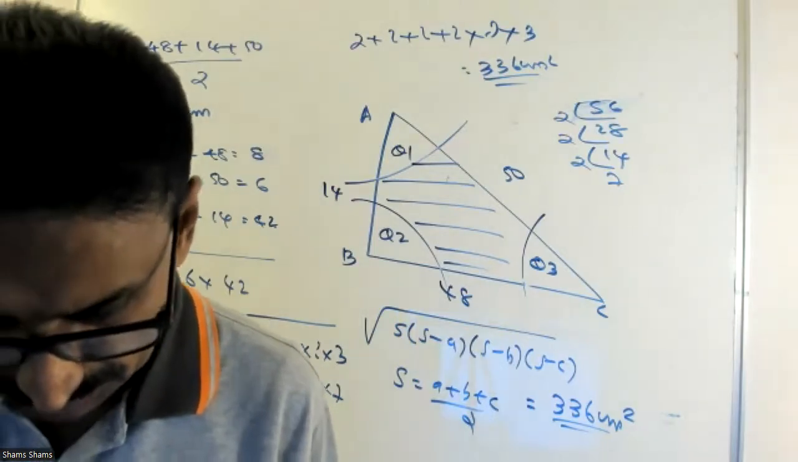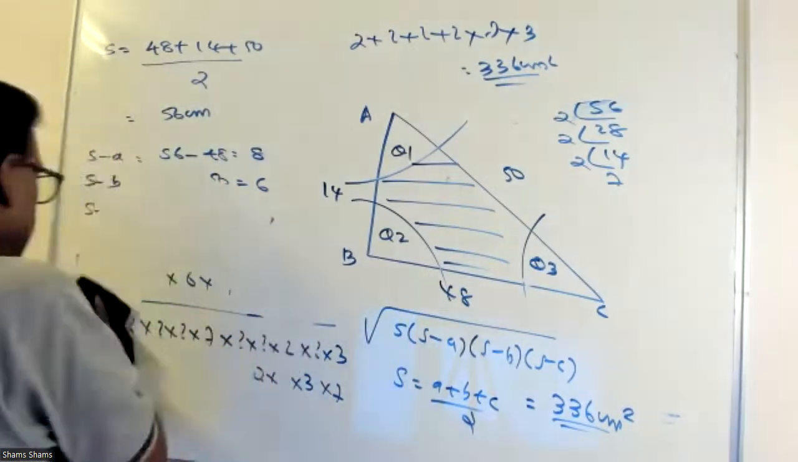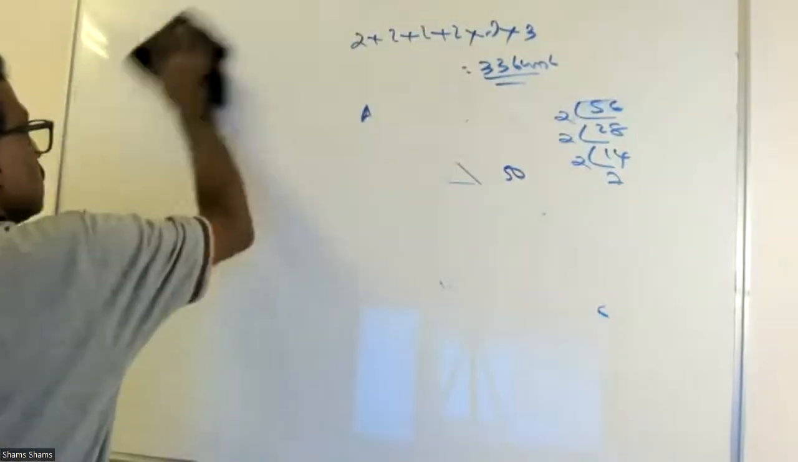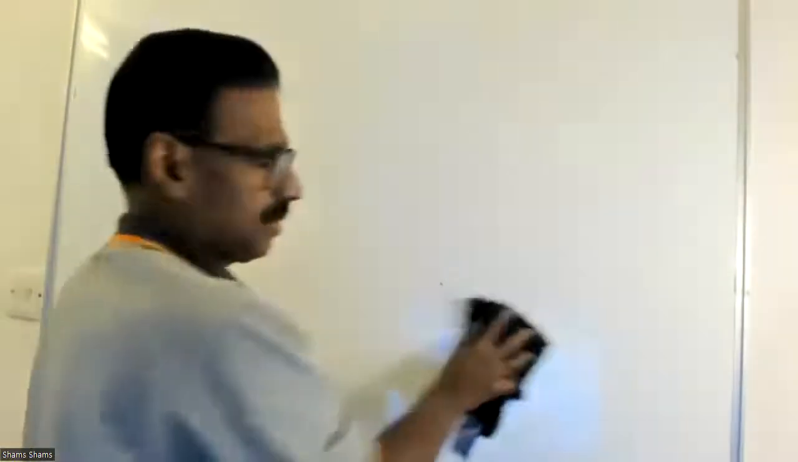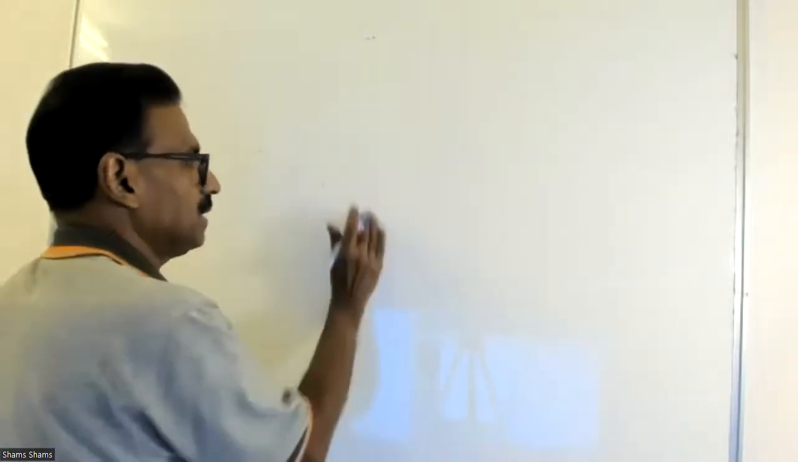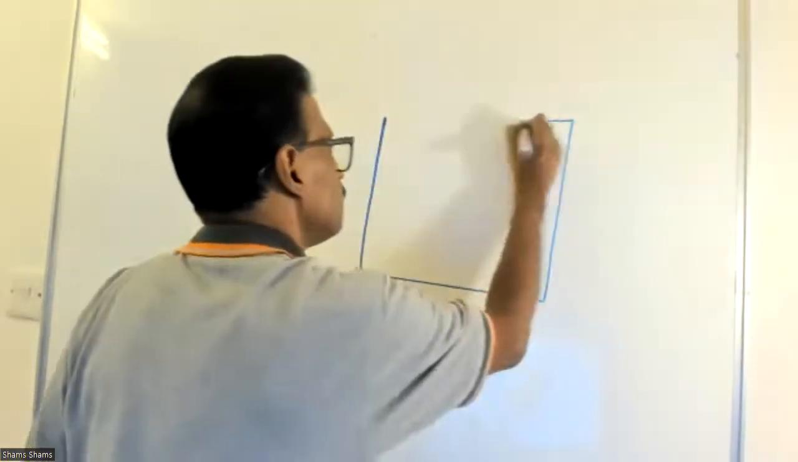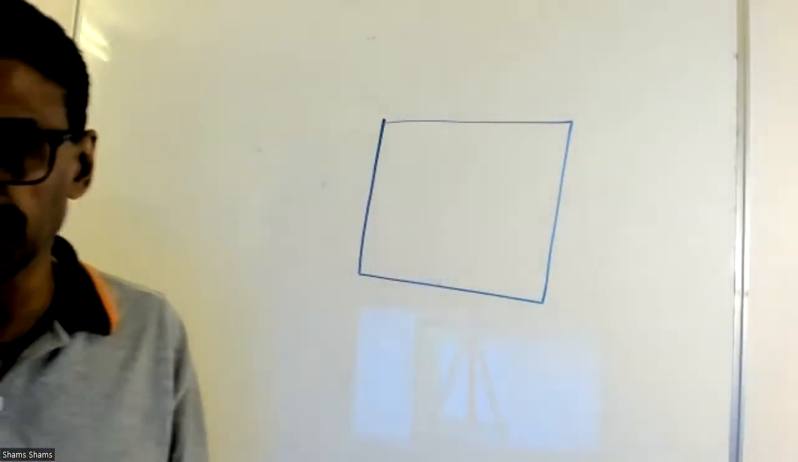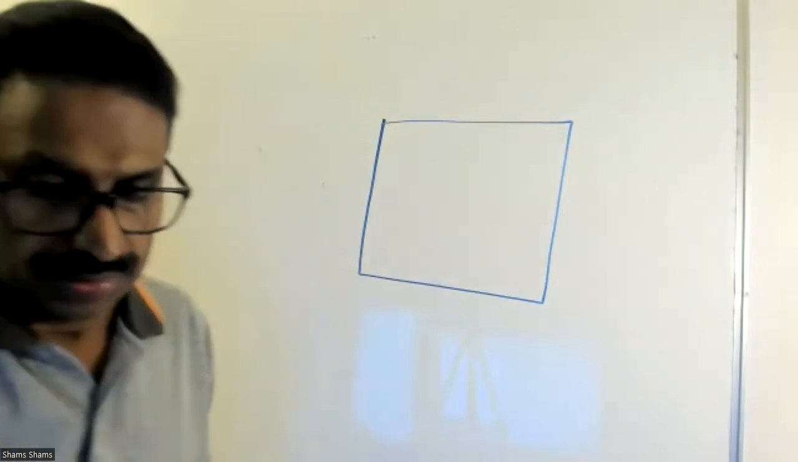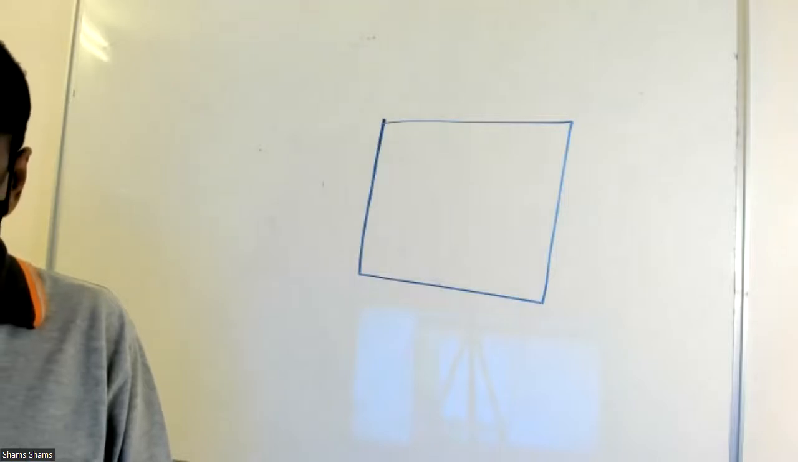Next question, right? ABCD is a square of side 10 centimeter. Semicircles are drawn. Sir, can you repeat?